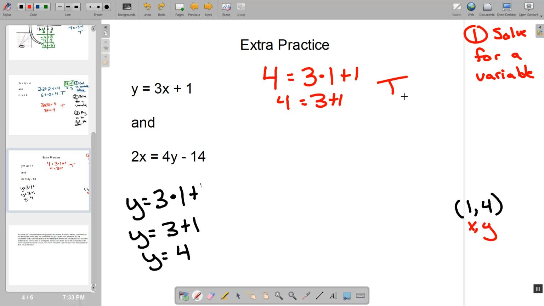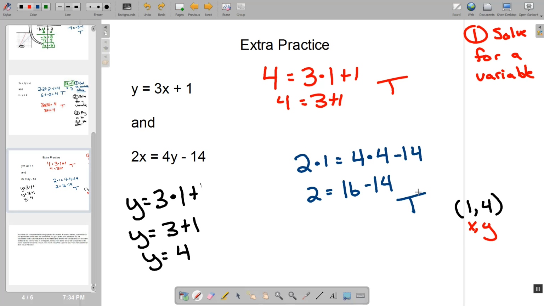So true. The bottom equation looks a little bit tougher. So I'm going to change my color here. 2 times x, which is 1, equals 4 times y, which is 4, minus 14. I get 2 equals 16 minus 14. That is also a true statement, and so my answer is correct.